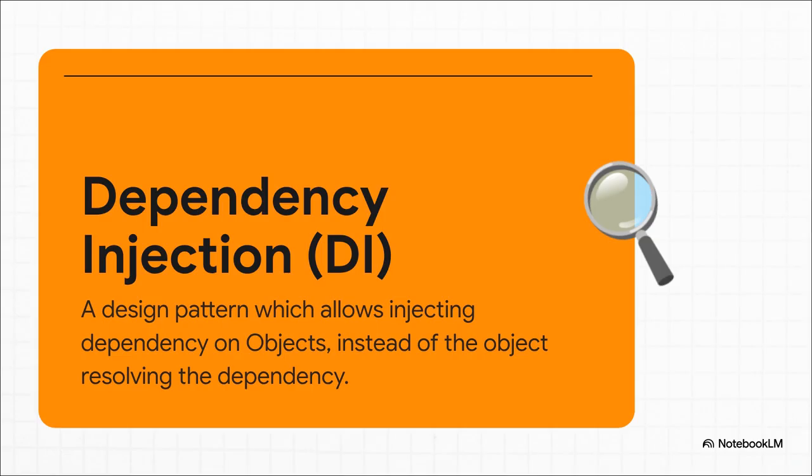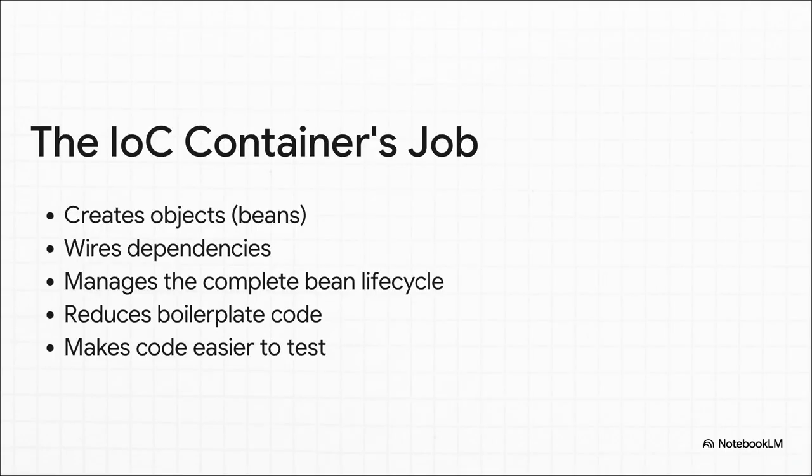Instead of an object having to create its own database connection, for example, it just says, hey, I need a database connection over here. The Spring container hears that, finds the right one, and just injects it right where it's needed. It's pretty cool. And what this all boils down to is that the Spring IOC container takes care of the whole shebang. It creates your objects, which in Spring speak are called beans, it wires them all together, and it manages them from birth to death.